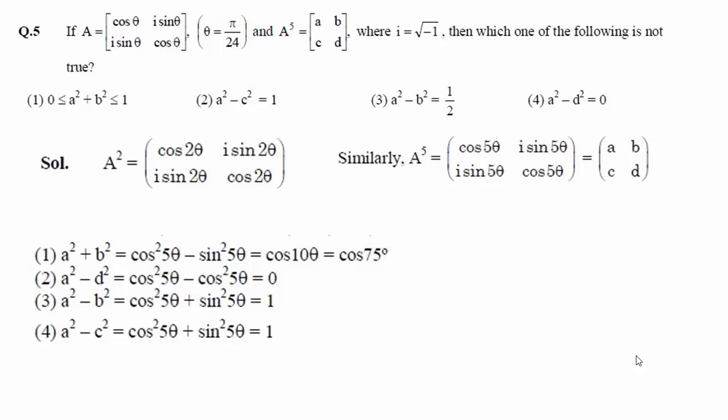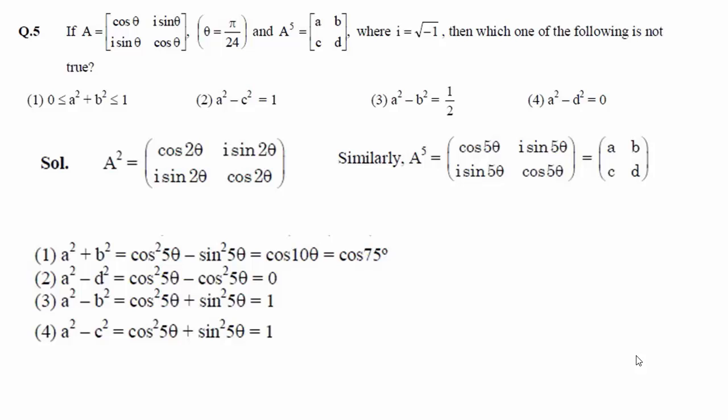We have to choose which statement is not true. We shall see one by one. A square plus b square equals cos square 5 theta minus sin square 5 theta, equals cos 10 theta, equals cos of 75 degree. We know that cos theta lies between 0 to 1. Therefore, a square plus b square lies between 0 to 1. This statement is true.